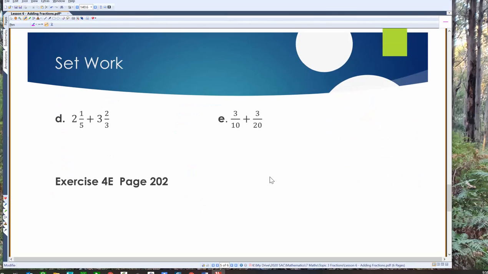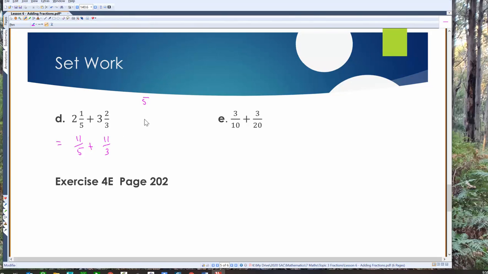All right, let's have a look at this scenario here. So what we've got is a mixed number. And with mixed numbers, my strong suggestion to you is the first move you make is that you convert them to improper fractions. Right, so let's go ahead and do that. So 2 times 5 is 10, plus 1 is 11 on 5, plus 3, 3's are 9, plus 2 is 11 on 3. Now what we're going to do is find what we call a lowest common denominator, a way we can make these the same number of parts.